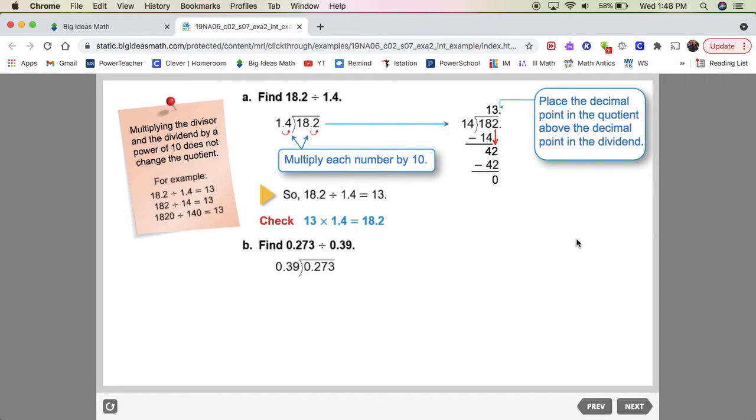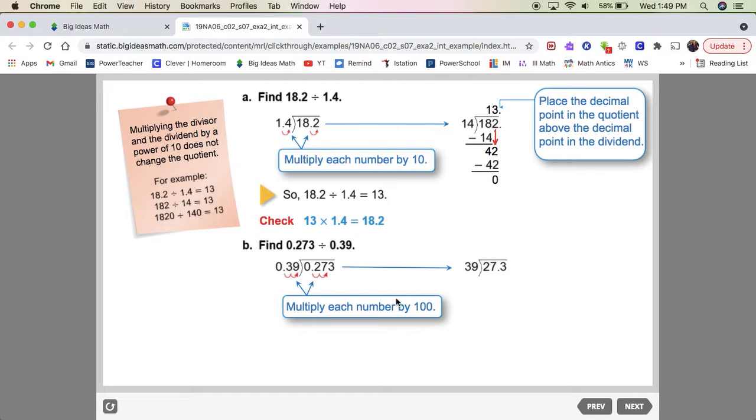All right, so suppose we have 273 thousandths divided by 39 hundredths, okay? So the divisor is the one that tells us what we're going to multiply by. Are we going to multiply it by 10, 100, or 1,000? So this is where we look to decide that. So obviously it needs to move over twice. So that means we're going to multiply by 100, a power of 10 and another power of 10. 10 times 10.